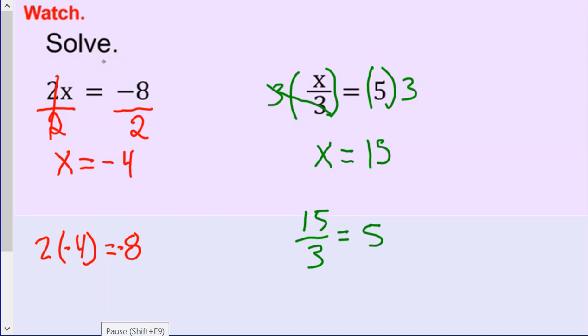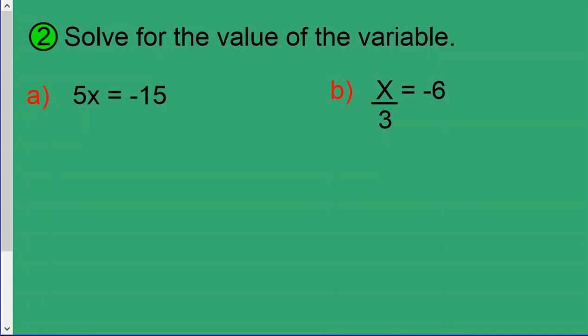Alright, now it's your turn to try a couple examples. Go ahead and pause the video right here. Try these examples on your own and then come back and see how you did. So remember, we're doing the inverse operation, so we're doing the opposite operation of what you see happening to the variable.